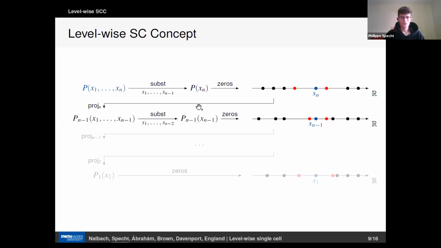So the next step would then be to project. And the projection gives us polynomials of level at most n-1, and we can then do the same thing. We substitute the point up to n-2 so that we have univariate polynomials, isolate the roots, and then find the bounds that are closest to the point in this dimension. And we do this level by level up until we reach the last level, where we do not even need to substitute a point anymore, and we isolate the roots, and we get our cell description via these polynomials.